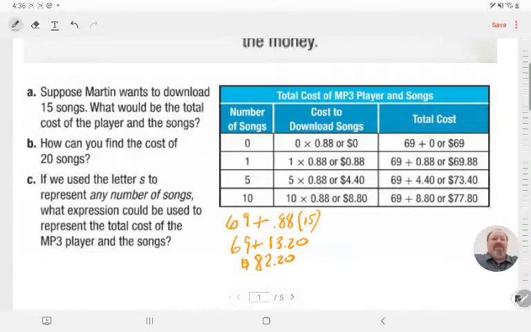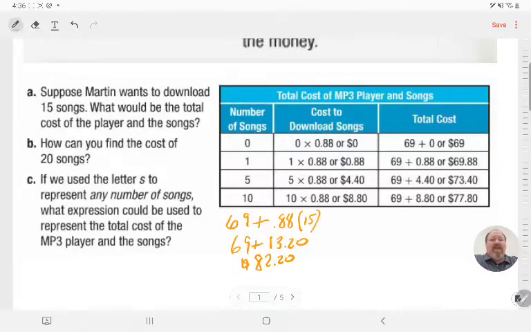Okay? How can we find the cost of 20 songs? Well, we could simply just take 88 cents times 20, and that would give us how much 20 songs would cost. And if we use the letter S to represent any number of songs, what expression could be used to represent the total cost of the MP3 player and the songs?